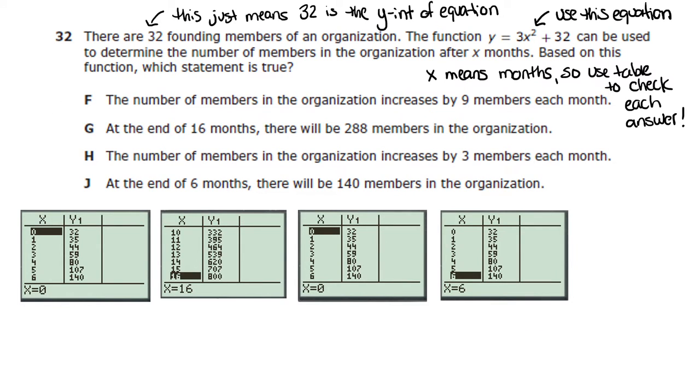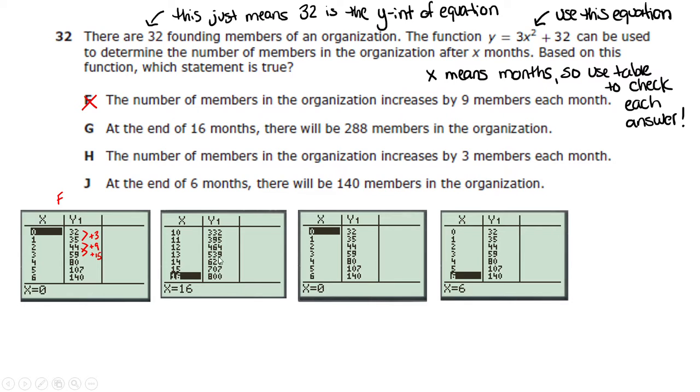Okay, so first off, choice F says the number of members in the organization increased by 9 members each month. But if we look at our table and start with 0, because that's what the number we would have to start with, you can't have negative members, you would see that the increases by 3 initially, then 9, then 15. So F is not right because they increase by varied amounts, not 9 each month.